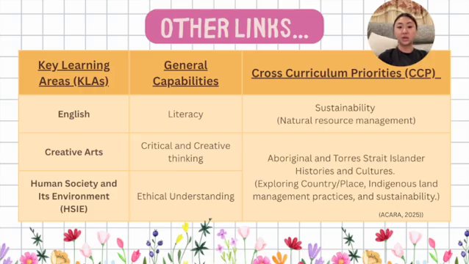They also link to cross-curriculum priorities such as sustainability. Students recognize that plant reproduction is vital for ecosystem health and food production. Through Aboriginal and Torres Strait Islander histories and cultures, they learn to value Indigenous ecological knowledge about native plants used for food, medicine, and caring for country.